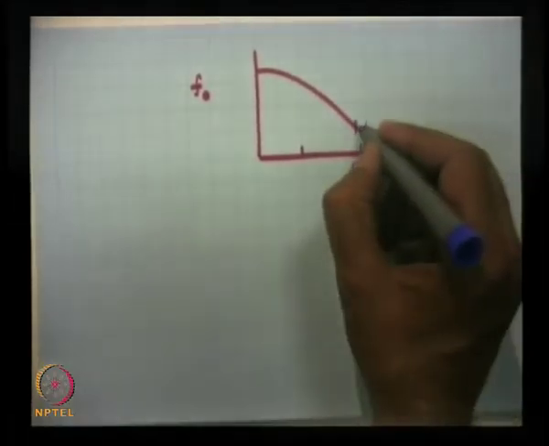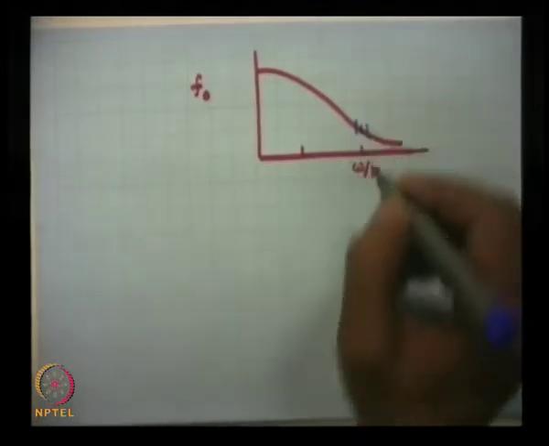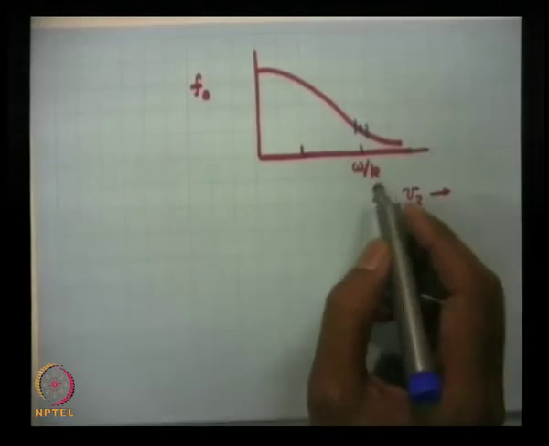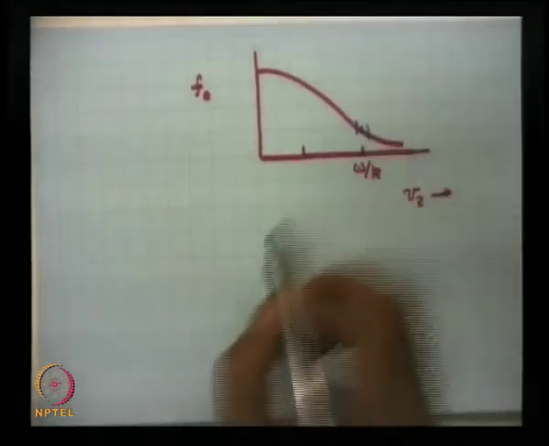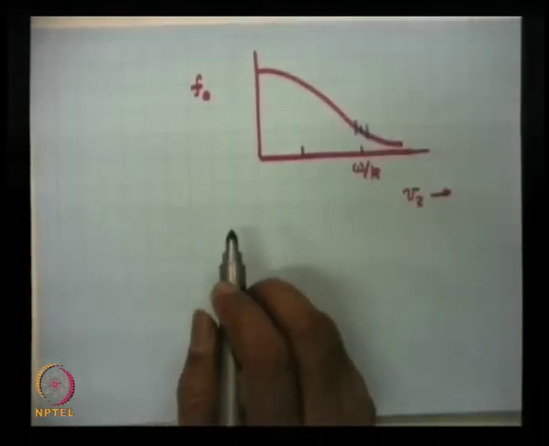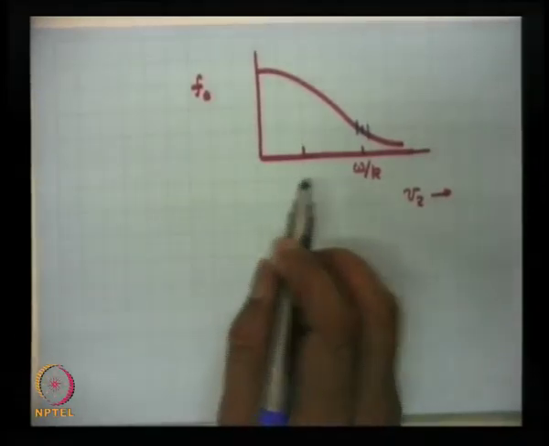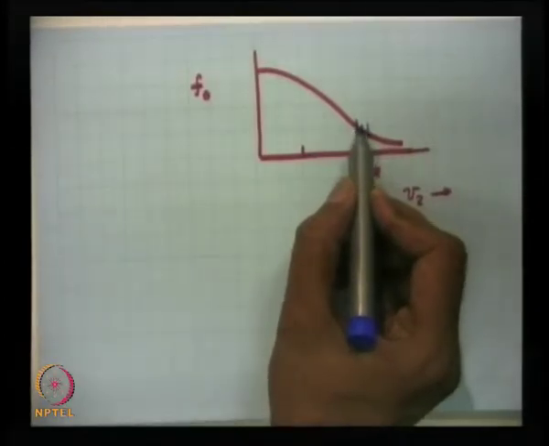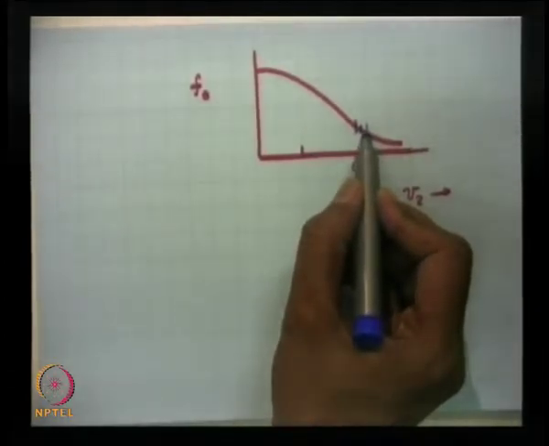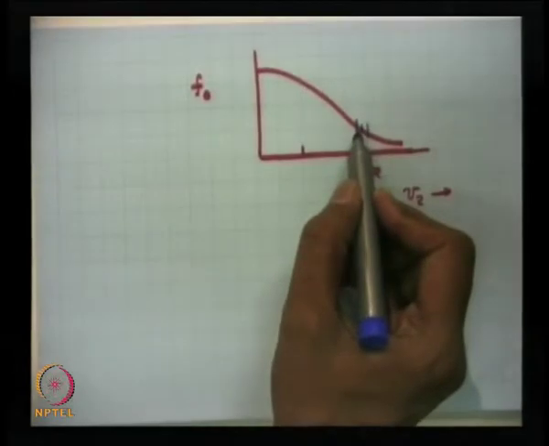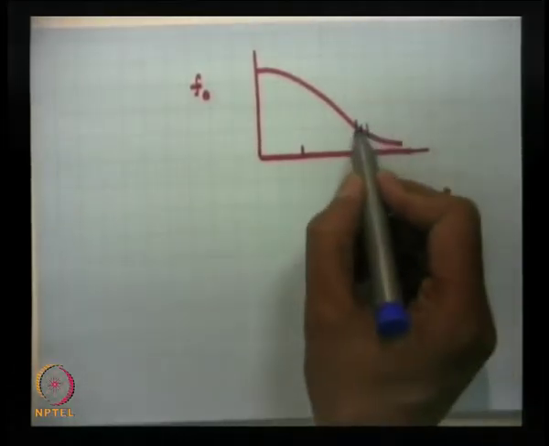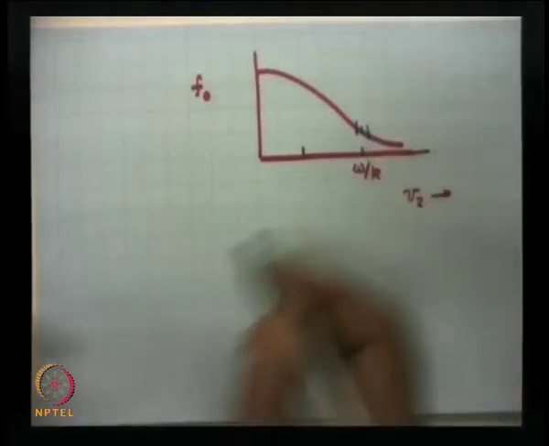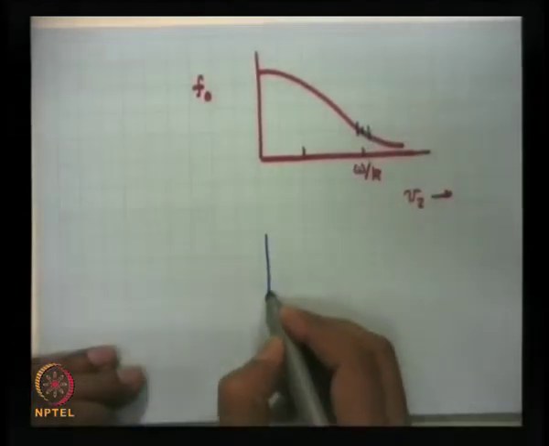The particles which are on the left of this omega by K point are moving slower than the wave. The particles which are ahead of it are moving faster initially. But as I mentioned, as the wave grows, the faster particles lose energy and the slower particles gain energy. Consequently, the particles from here to here move and a plateau is created there. So, the distribution function becomes like this.